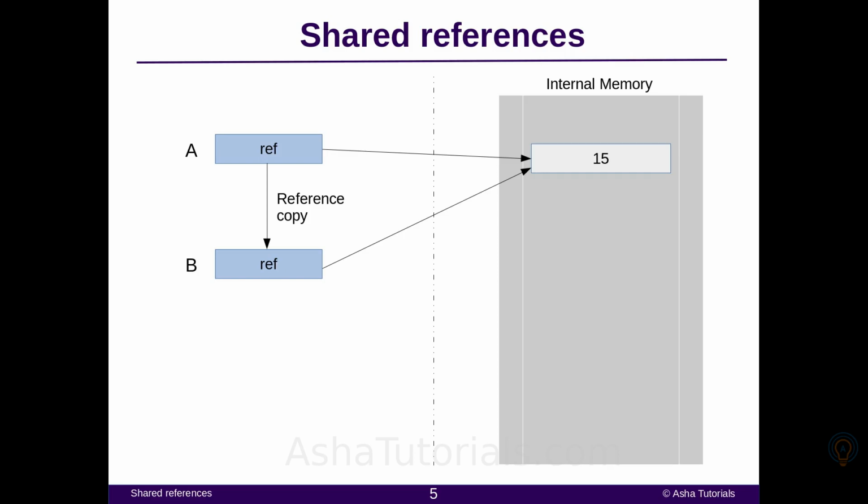Now if we change the value of variable a to 30, it will create a new object, and now variable a will point to the object which holds value 30, but b will continue to point to the old object with value 15. So that is what happens to the variable reference for both immutable and mutable data type objects.